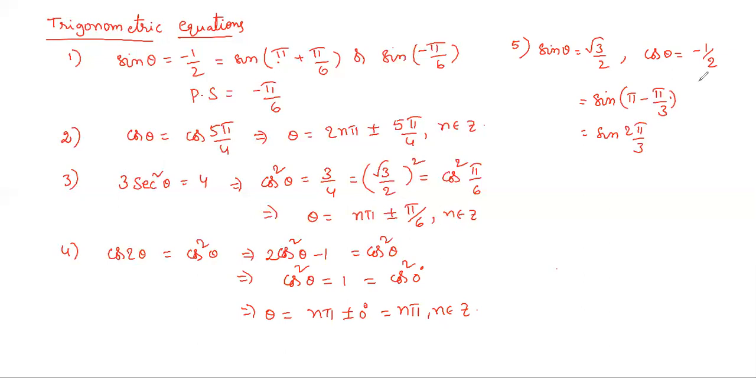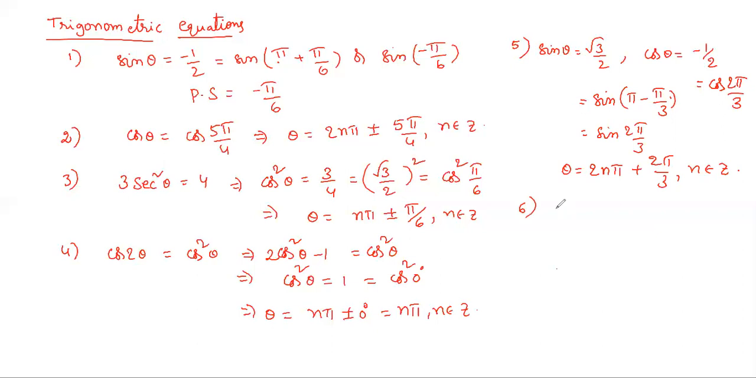The same angle you have to write for the second one also. The same you will get, so cos 2 pi by 3. Otherwise there is no solution. So the general solution is theta equals 2n pi plus alpha, where alpha is here 2 pi by 3 and n belongs to Z.